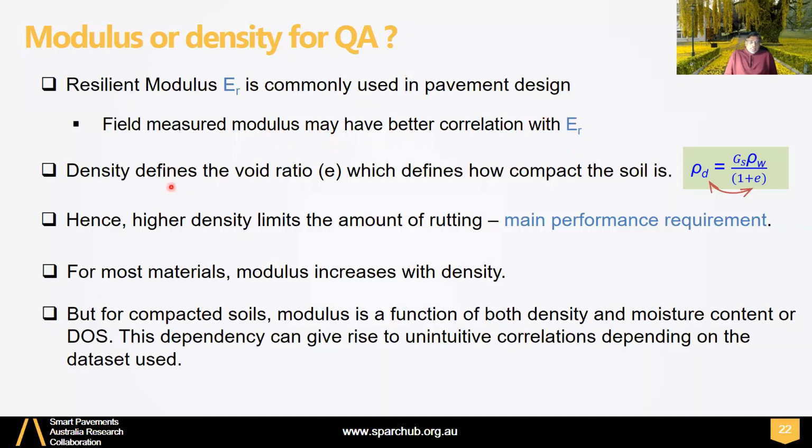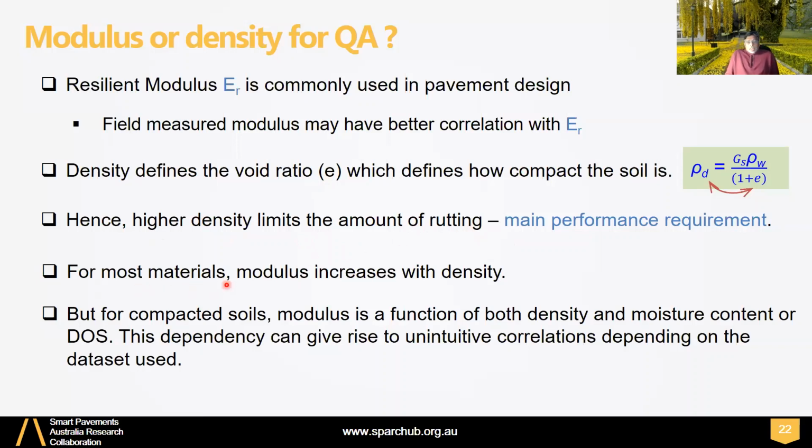However, density, on the other hand, defines the void ratio, which defines how compact the soil is. So for example, this formula here, dry density, Gs, rho w, these are constants. Void ratio and dry density are directly related, inversely. Therefore, density basically defines how compact the soil is. But the high density limits the amount of rutting. Therefore, it gives the main performance requirement for the unbound materials and soil. So it directly relates to rutting. So I'll explain that later, how that can happen.